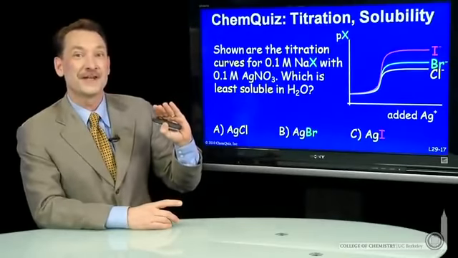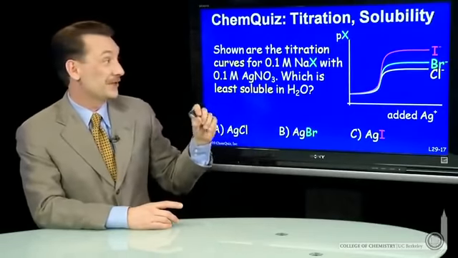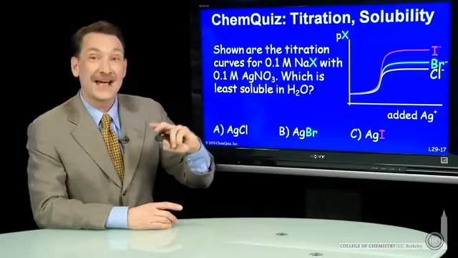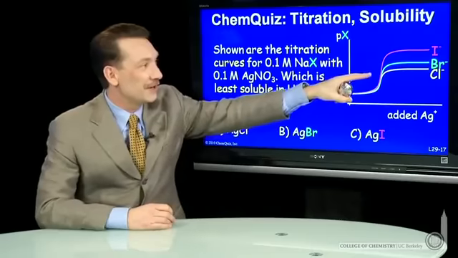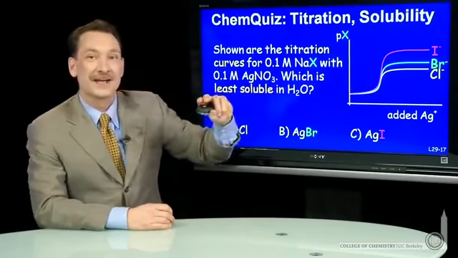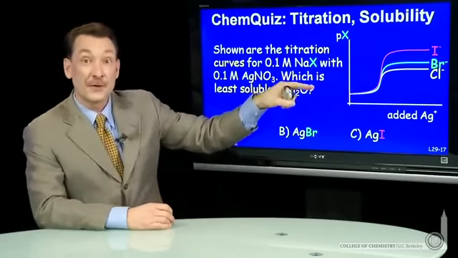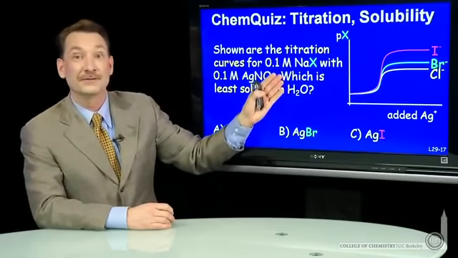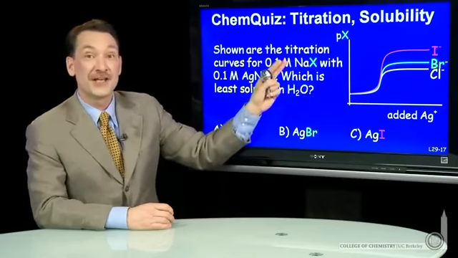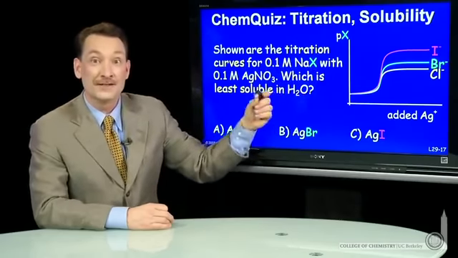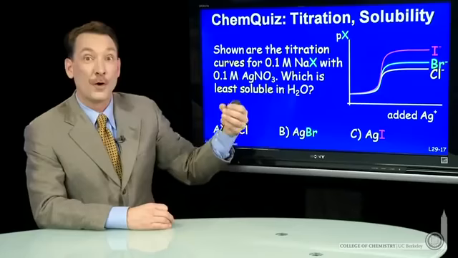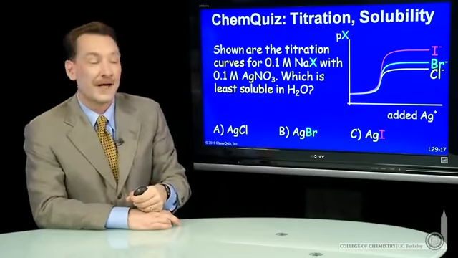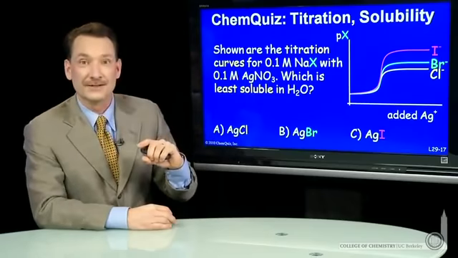Let's look at a different kind of titration, a solubility titration. I'm going to take 0.1 molar NaX solutions, where X is either chlorine, bromine, or iodine. So sodium chloride, sodium bromide, and sodium iodide are all very soluble. So I'll get 100% dissociation, and I'll have chloride ions, or bromide ions, or iodide ions at 0.1 molar in solution. I'm going to add silver nitrate.